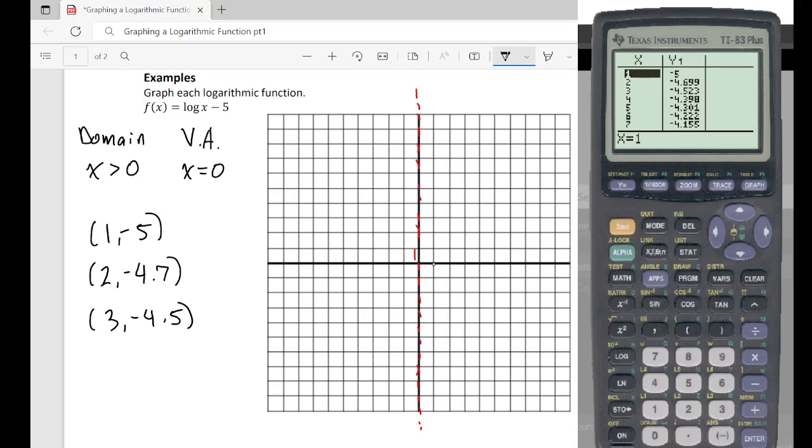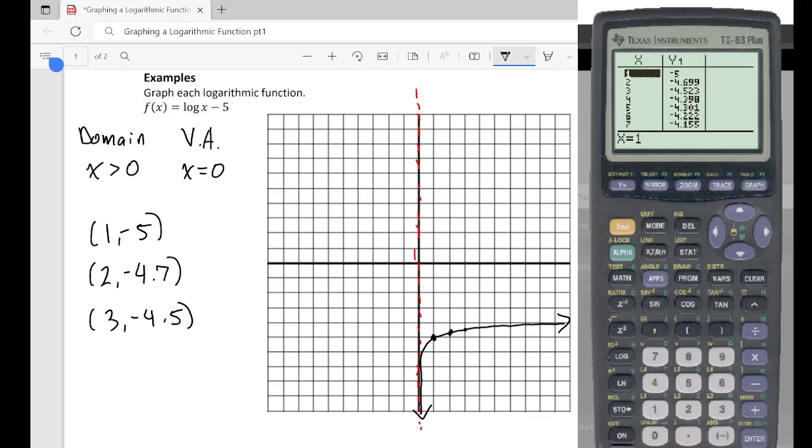So 1, negative 5. 2, negative 4.7, just a little bit higher than that, right there. And then 3, negative 4.5, a little bit higher than that as well, not by much. And so I can see this has a slight increase. Since this doesn't exist over here and has a slight increase, this is going to go up along the vertical and then connect the dots and increase at a very slow pace.